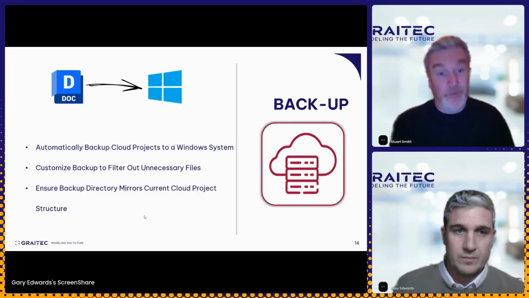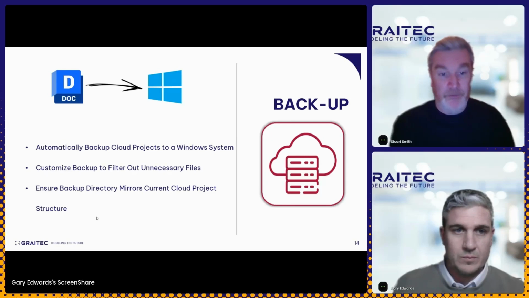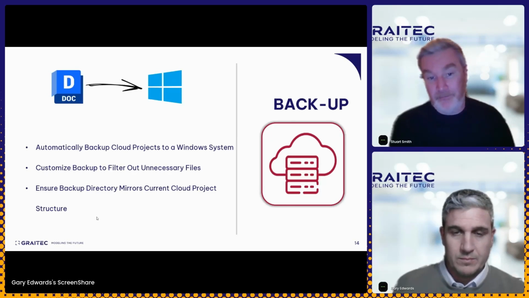So in this example, we want to automatically back up cloud projects to a Windows platform. It could be a network share. We want to customize this backup to filter out anything that is deemed unnecessary. And we also want to ensure this backup is an exact mirror of the cloud project as it is today. And again, we can do this in File Sync.